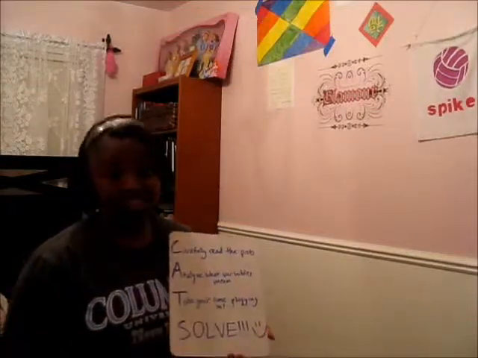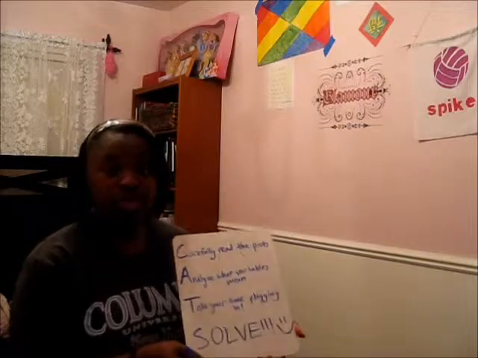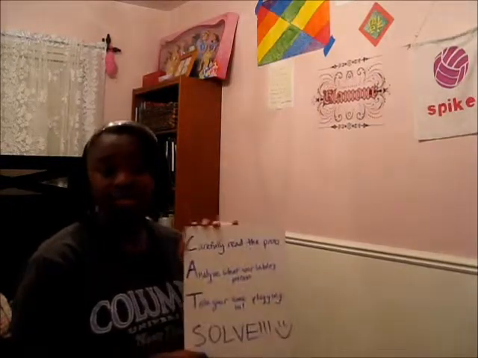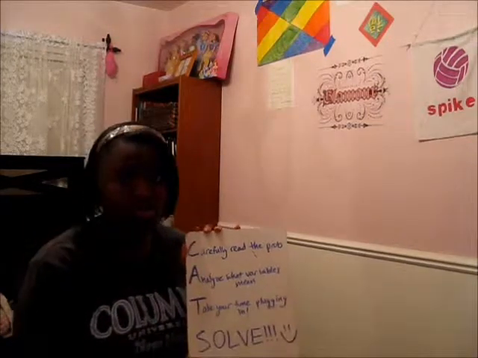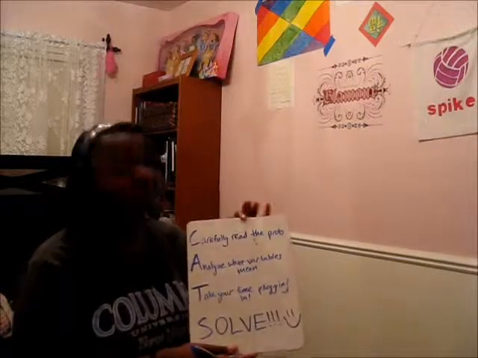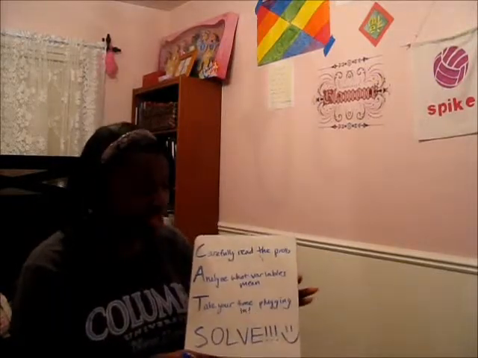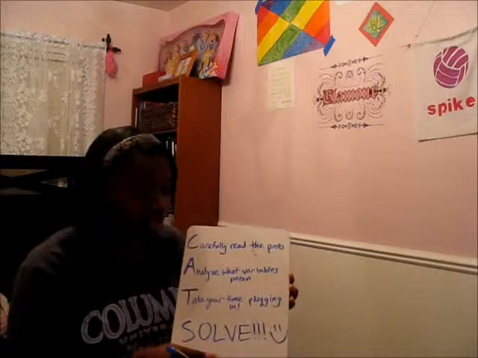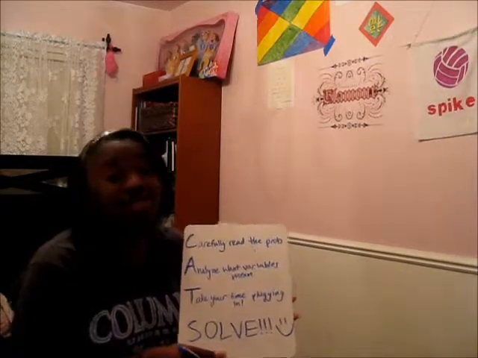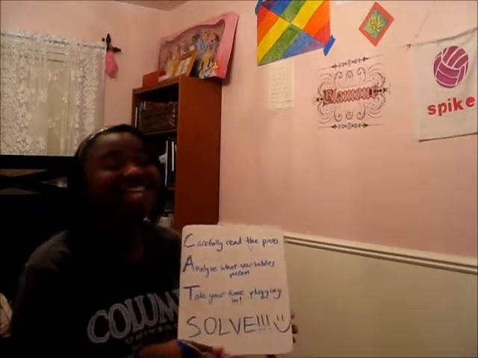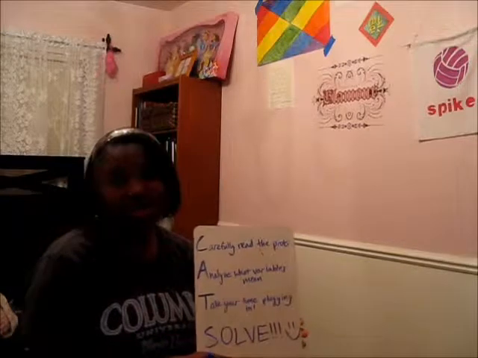In that first problem we did, CATS kind of came easily because that was a really simple problem. I'm going to remind you again of what CATS means, and we're going to jump into the second word problem. C is carefully read the problem. A is analyze what the variables mean. T is take your time before you plug things in. And S is solve. So let's jump right in with our second word problem.